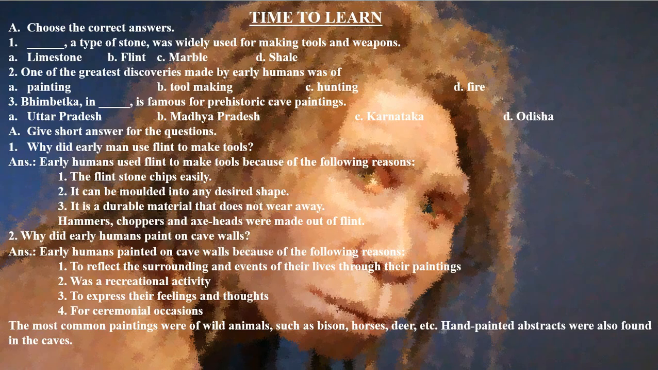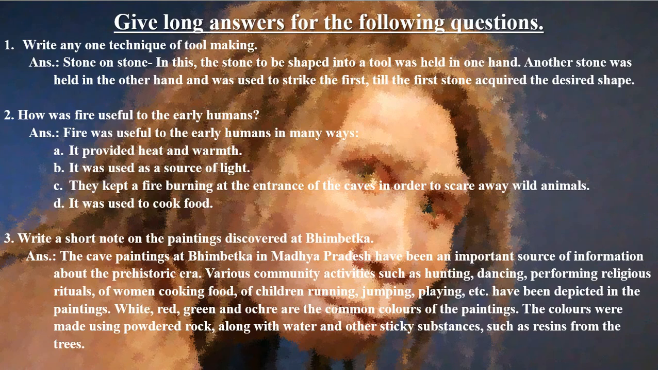Moving on to long answer type questions. As you can see here, the very first one, you have to explain any one technique of tool making. It's upon you which technique you'll discuss, either stone on stone or pressure flaking. How was fire useful to early humans? We have already discussed about it also. And a short note on Bhimbetka, on the paintings discovered in Bhimbetka. So here is the short note.